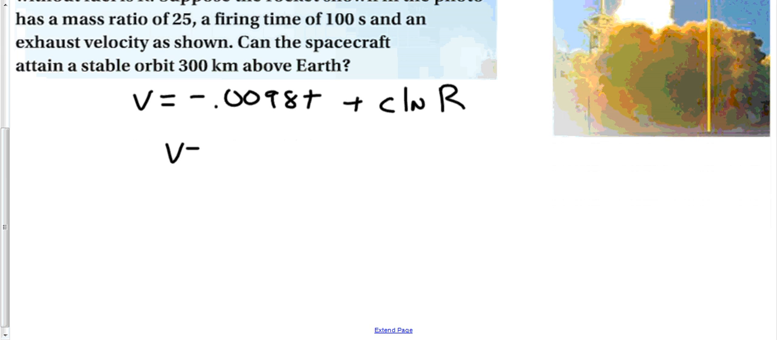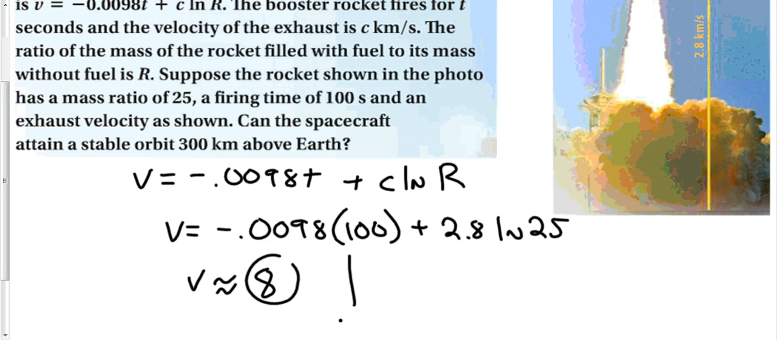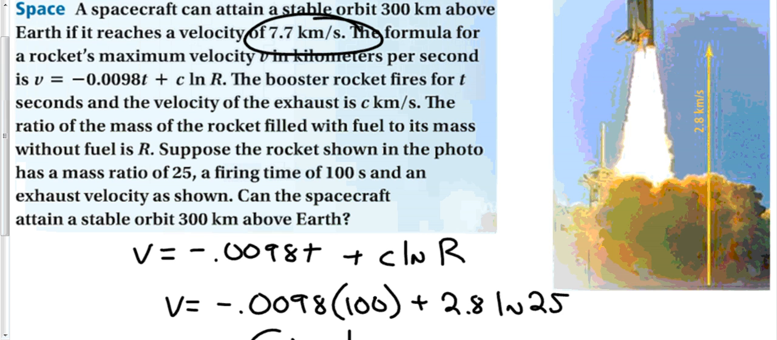Let's plug our numbers in. We know that v is going to be equal to negative 0.0098 times t, which is 100 seconds, plus 2.8, which is c, times the natural log of 25. Plug all these numbers into your calculator, and we're going to get about 8. So, is this bigger than the 7.7 kilometers per second that I need to go? The answer is yes. So the shuttle can attain a stable orbit 300 kilometers above Earth. An interesting place where we can use natural logarithms to help express relationships in the physical world. This is actually true.